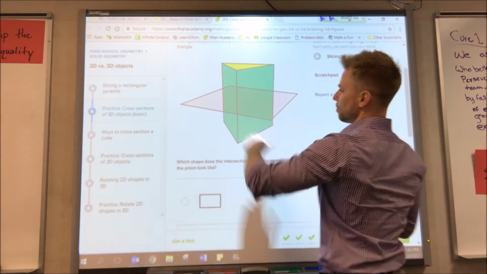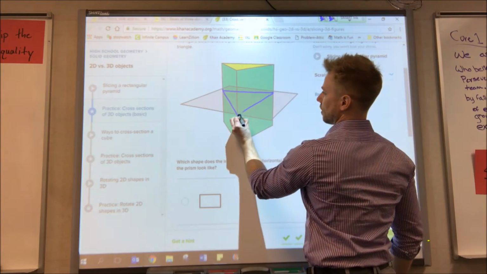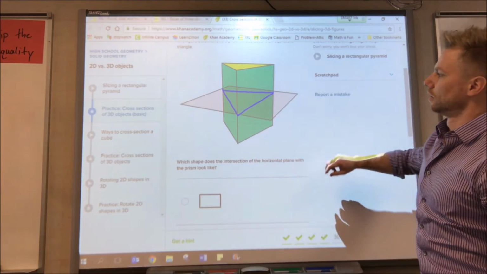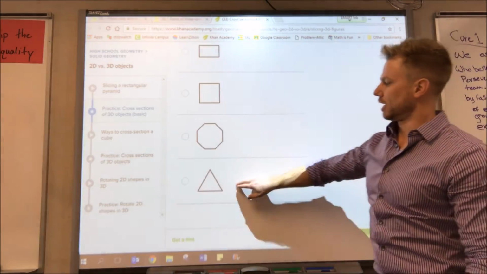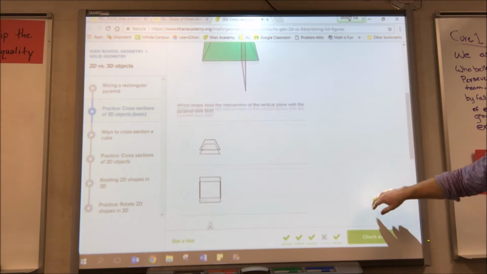Okay, now as this plane is slicing through the prism, it's going to make that shape right there if we just connect all the sides. So it's actually making a triangle. So we scroll down, select the triangle. That's the shape being made.